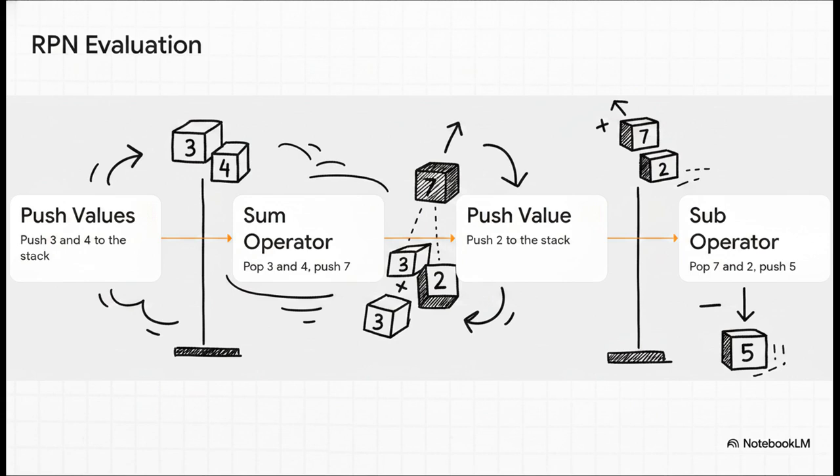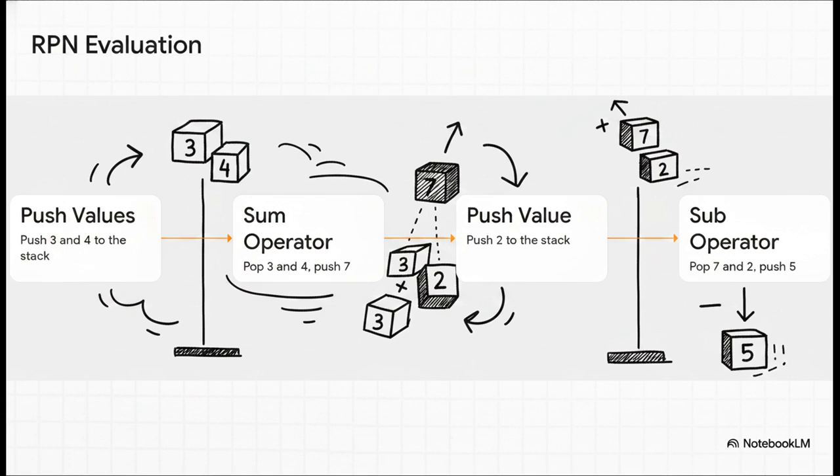Let's trace the expression 3, 4, sum, 2, sub. Imagine a literal stack of blocks on your desk. Step 1, we read a number, 3. We push it onto the stack. We read 4, push it on the stack. Step 2, we hit an operator, sum. This operator pops the last two values off the stack, the 4 and the 3, adds them together, and then pushes the result, 7, back onto the stack.